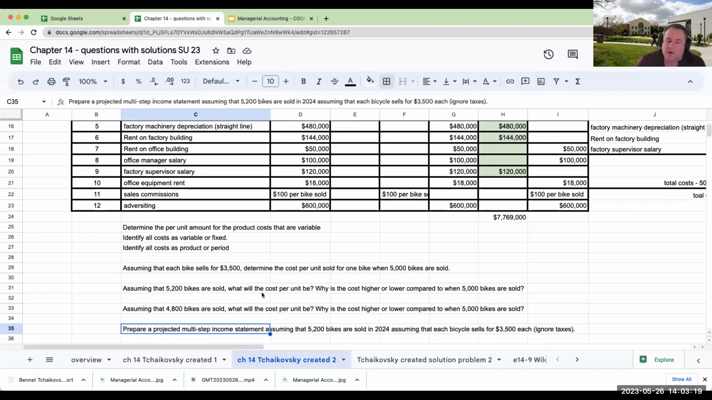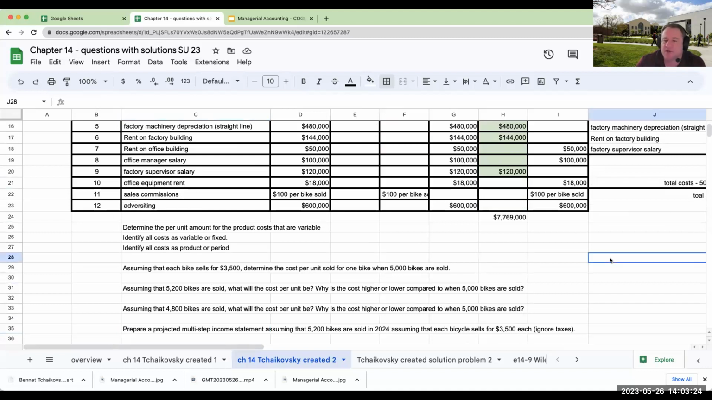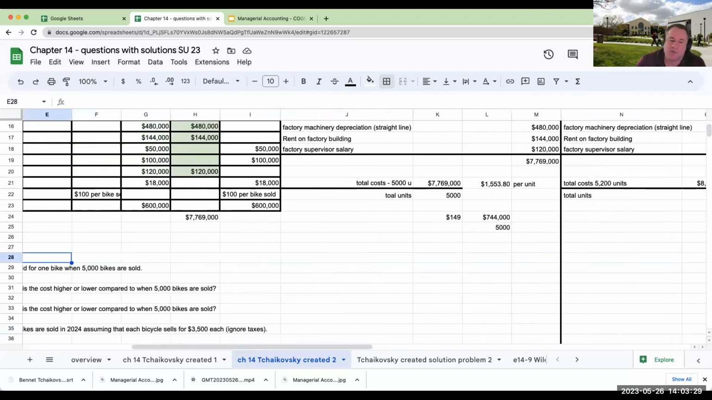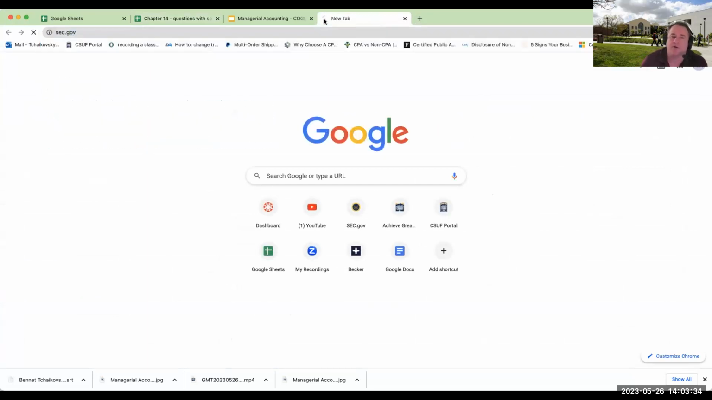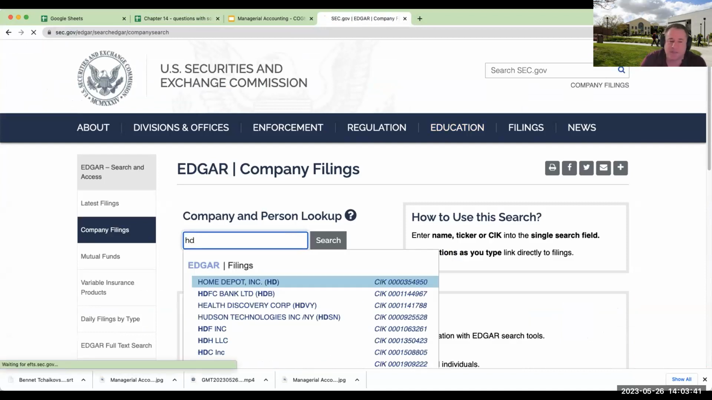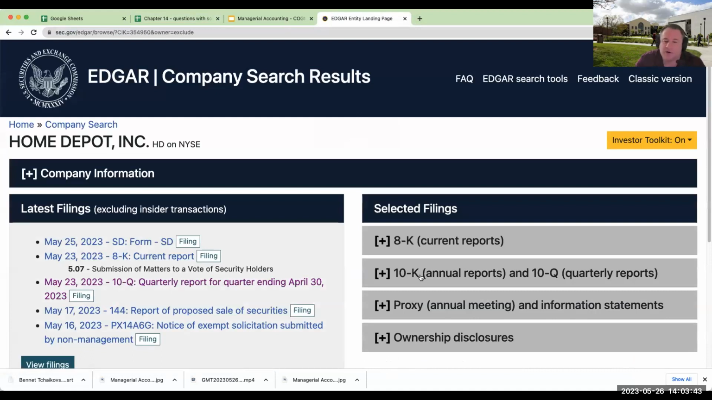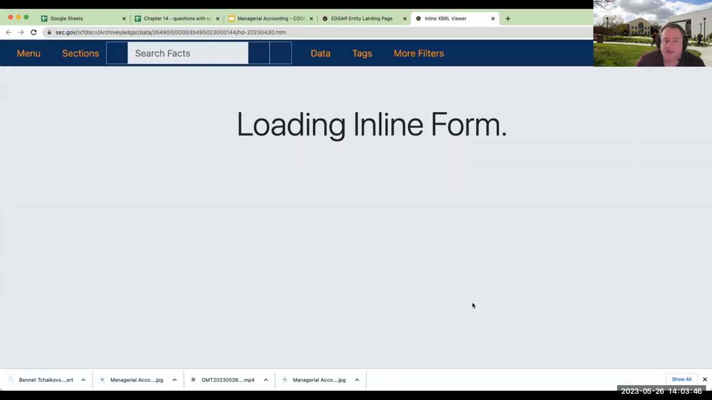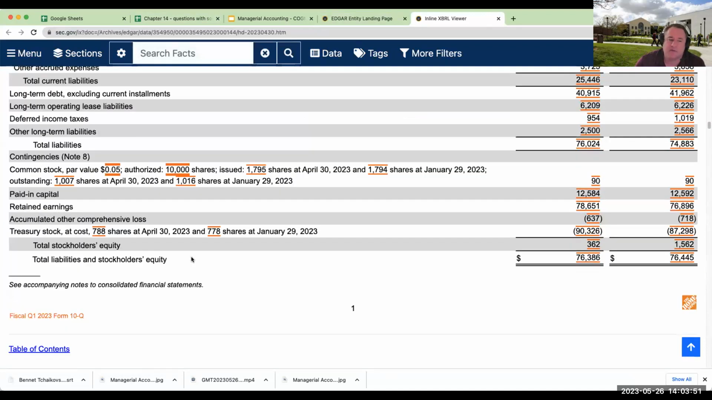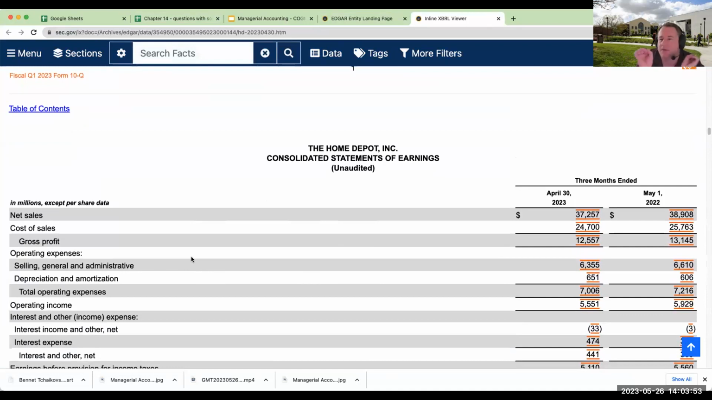So prepare a multi-step income statement, assuming we sell 5,200 bikes in 2024. For this part, what is a multi-step income statement? If I come over here and look at sec.gov, we'll go to our friends at Home Depot again. Even though they're a retailer, their financial statements look kind of like a manufacturer's. So, what is a multi-step income statement?